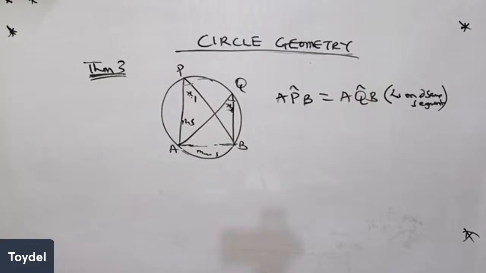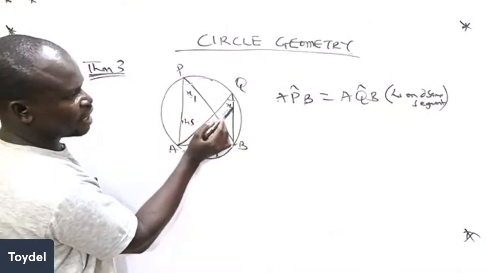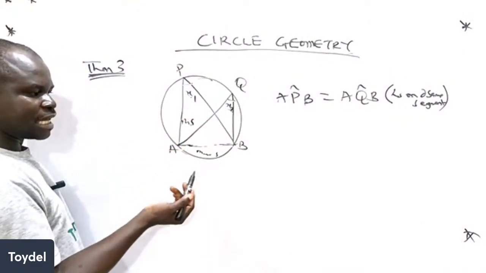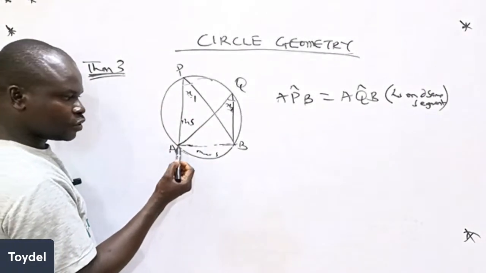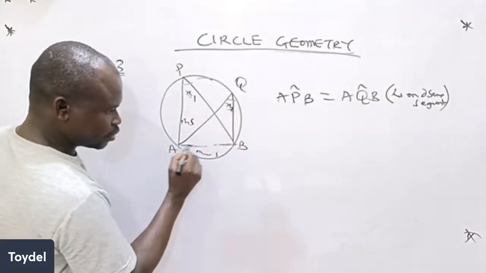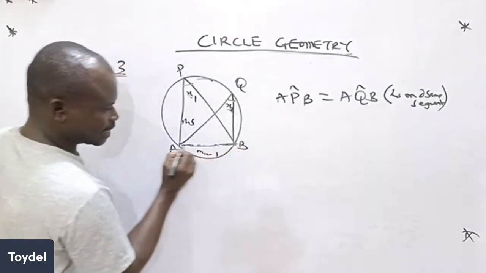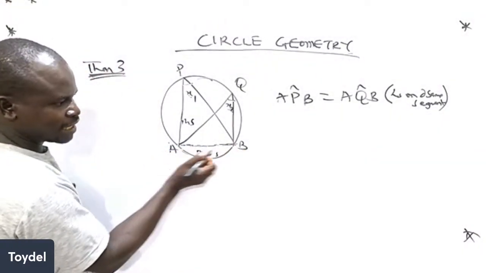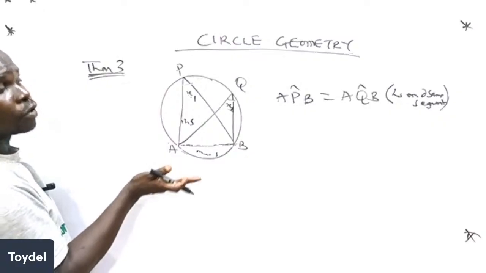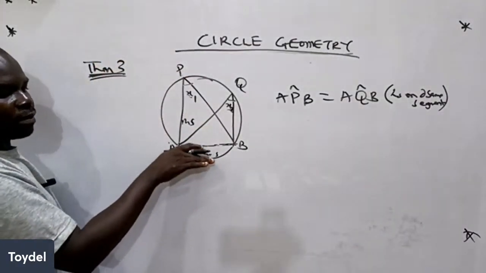So this is the third theorem: angles on the same segment are equal. How do you determine the segment? As I said earlier, just look at the starting point and the ending point, trace it, then join the two together. You can join it with a broken line as a chord. At the end of the day, a chord divides the circle into two. The bigger segment is called the major segment, and the smaller one is called the minor segment.